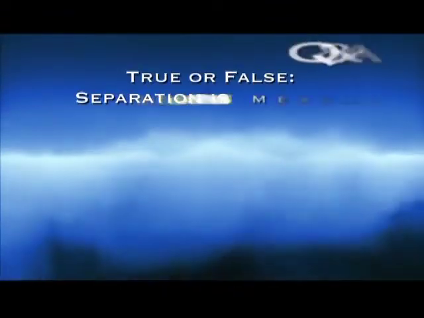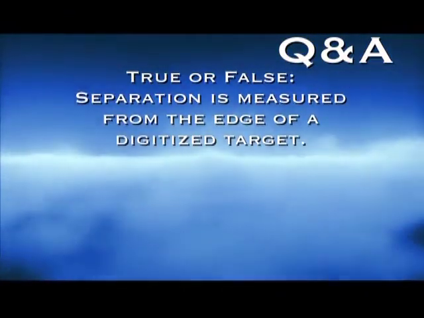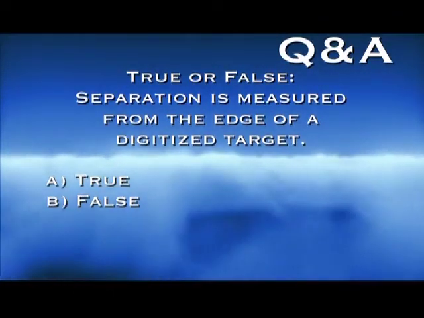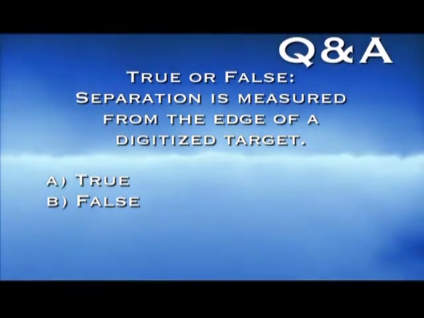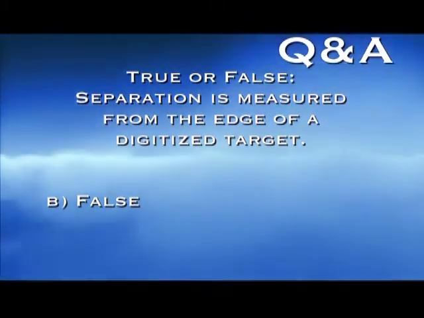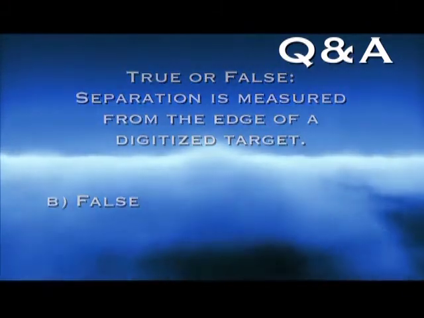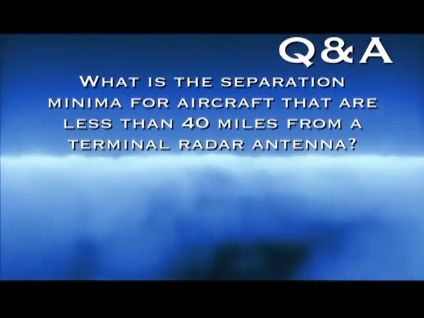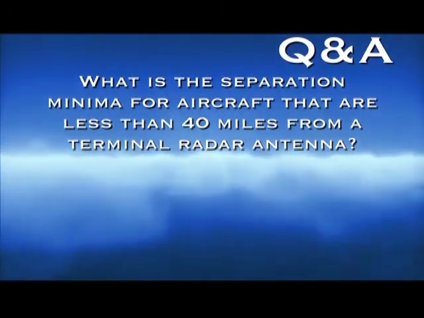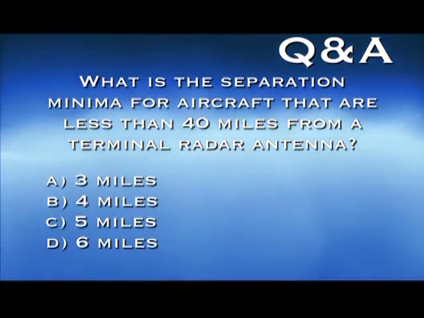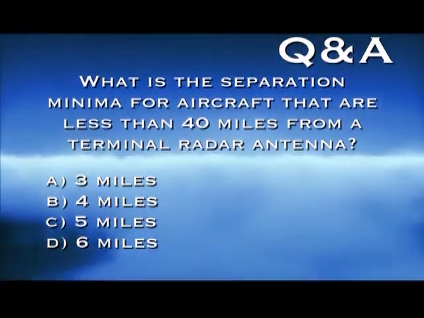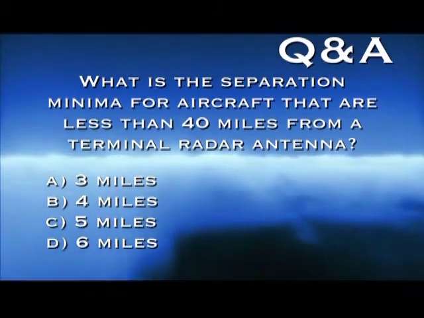True or false? Separation is measured from the edge of a digitized target. The answer is B, false. Separation is measured from the center of a digitized target. What is the separation minima for aircraft that are less than 40 miles from a terminal radar antenna? Assume there's no wake turbulence involved. A, 3 miles, B, 4 miles, C, 5 miles, or D, 6 miles.